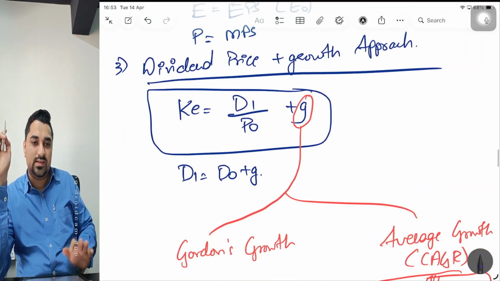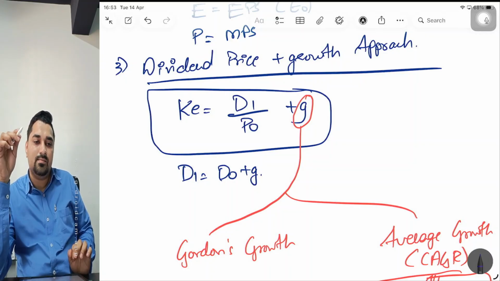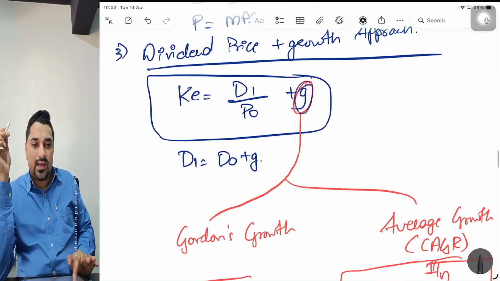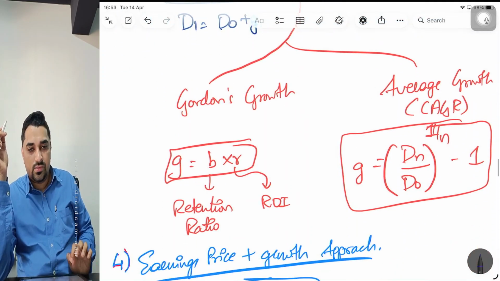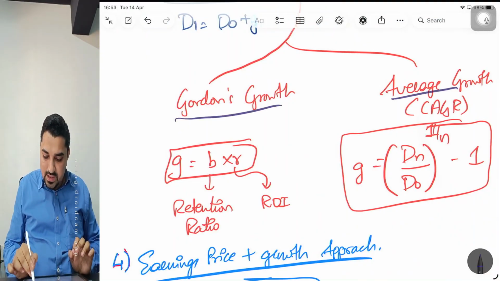Coming to DP plus G approach. It is an extension of DP approach wherein what is the formula? K equal to D1 by P0, plus G. D1 means next expected dividend. P0 means market price today. Against that, we'll put growth. So how do you calculate growth? To calculate growth, there are two ways. One is Gordon's growth approach. The other one is average growth or CAGR.